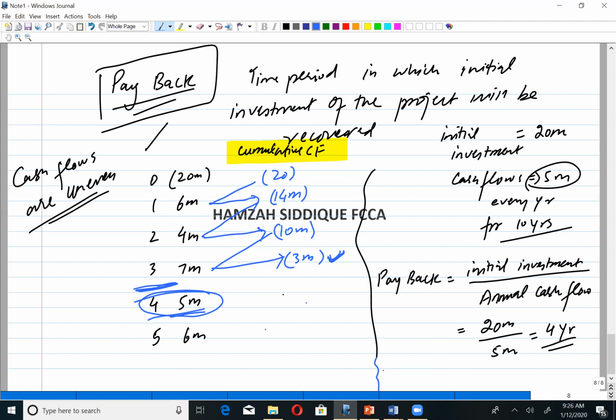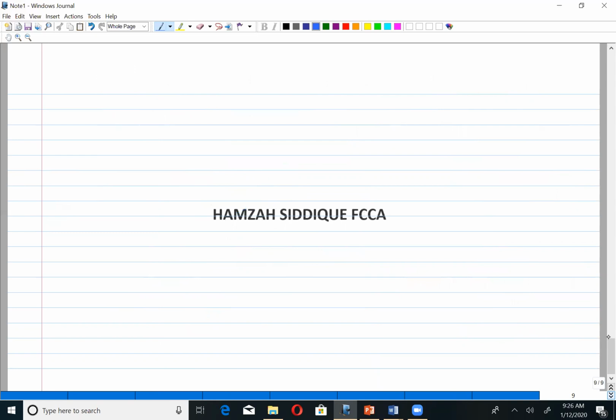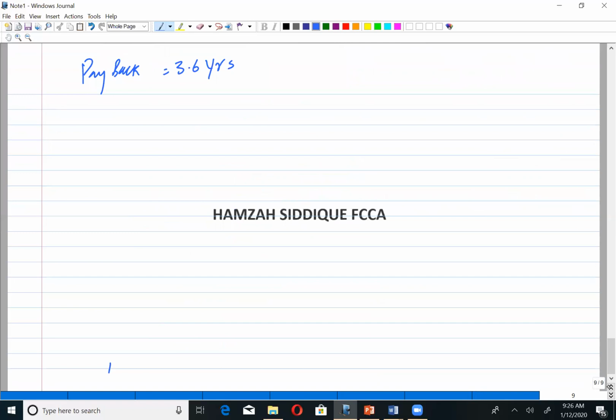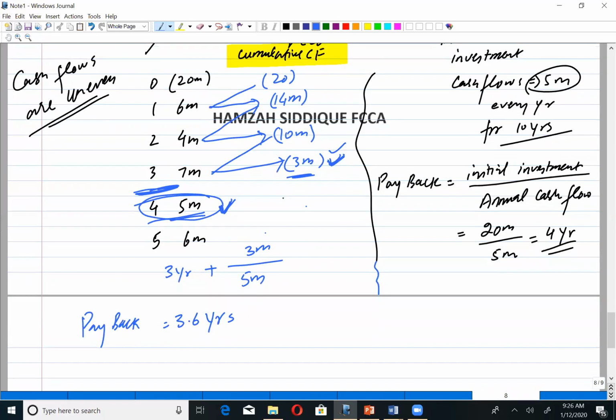Part of year 4 will be consumed to recover this. So 3 full years plus this remaining amount divided by the total cash flow of that year, 5 million. We can simply calculate it: it is 3.6 years. That is equal to the payback period of the project.